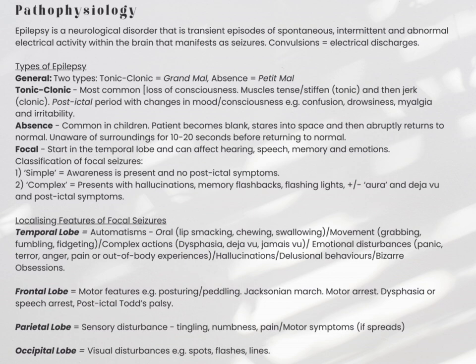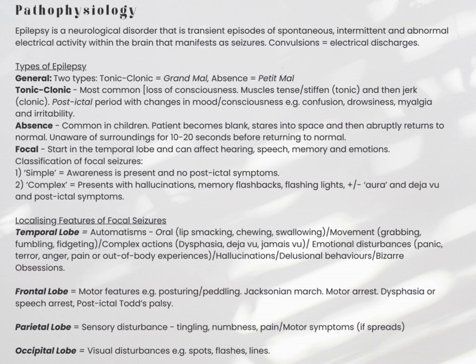There's also further localization of focal seizures within the temporal, the frontal, and the parietal and occipital lobe. The most common being the temporal lobe. This is usually categorized by automatisms, so this can be oral movements such as lip smacking, chewing, swallowing, or abnormal movements such as grabbing, fumbling, and fidgeting, as well as complex actions such as hallucinations, dysphasia, which is disruption of speech, déjà vu, jamais vu, which is the idea that they are having a relapse into a moment, an event that they've had before. Emotional disturbances such as panic disorder, anger, pain, and out-of-body experiences, as well as bizarre obsessions and delusional behaviors.